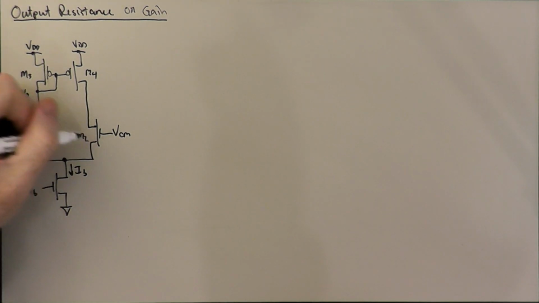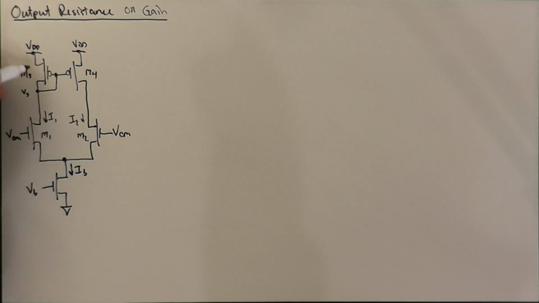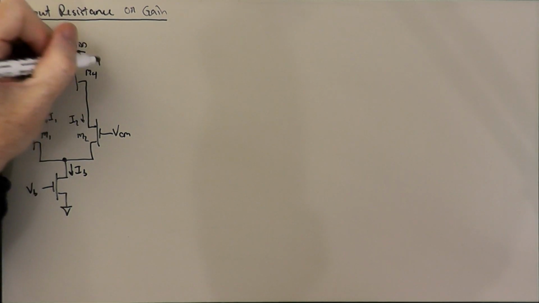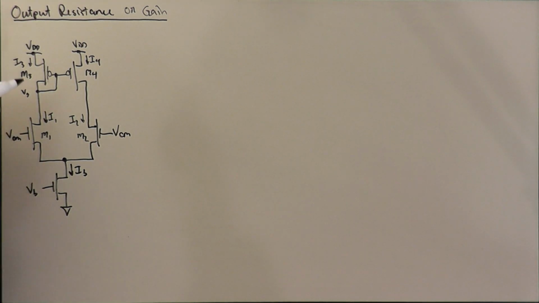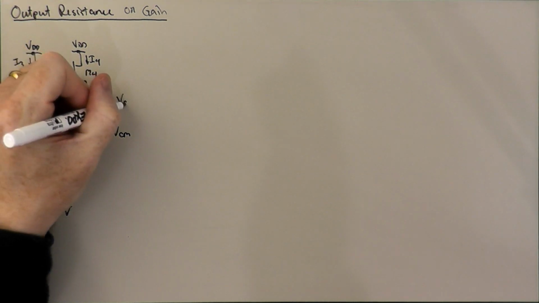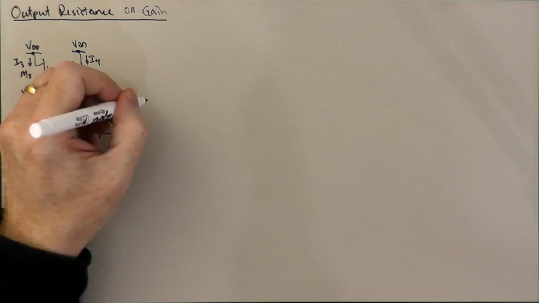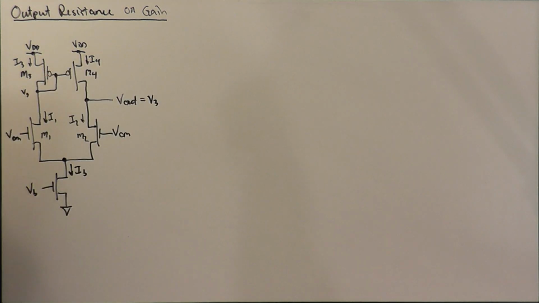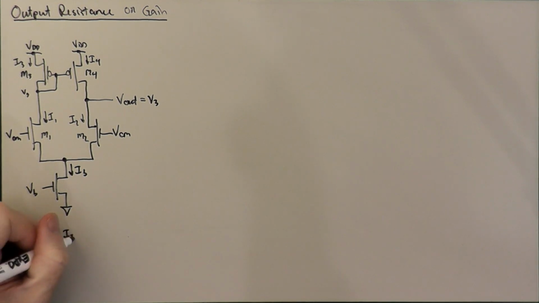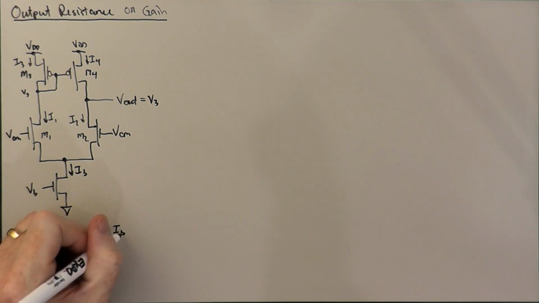M1, M2, we have two currents here, I1 and I2. We have currents in the current mirror of I3 and I4. And of course, these currents are all going to be around IB over 2 in this balanced state. Here we have V out. And in this balanced state, we know that V out is going to equal V3, and we know that I1 equals I2 equals I3 equals I4. It's going to be equal to basically half of the bias current IB.